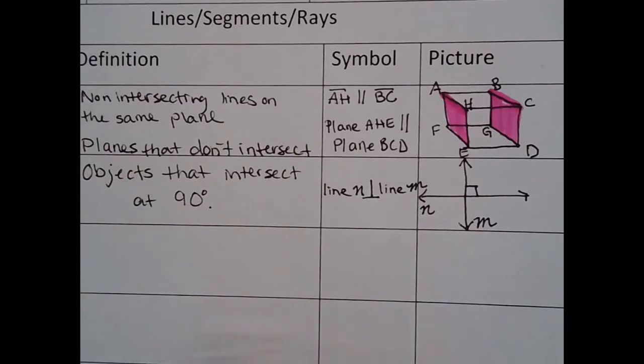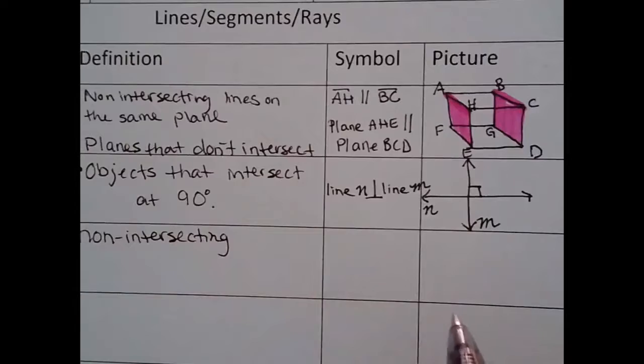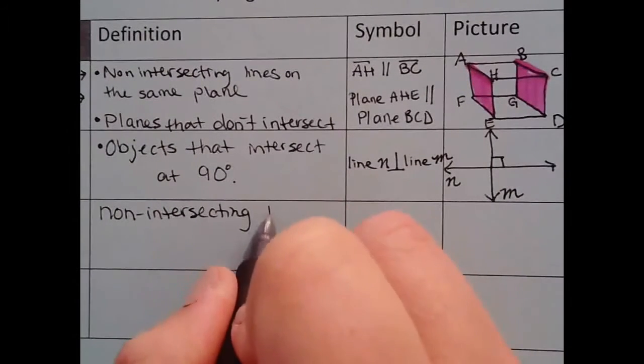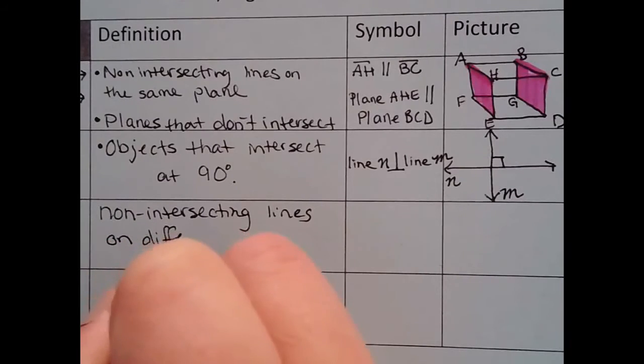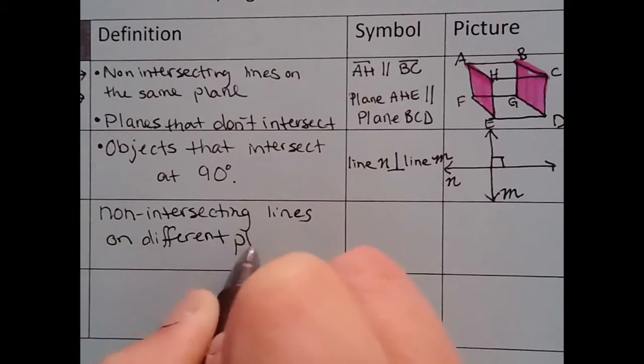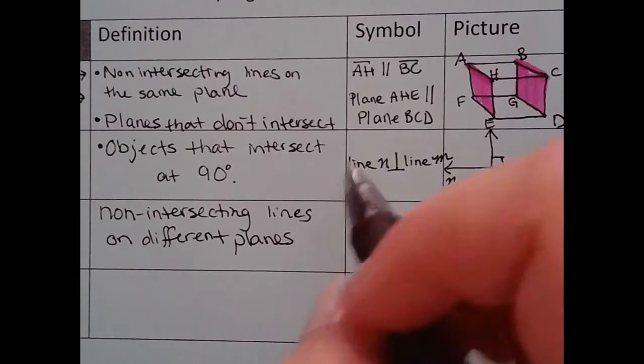Skew is not intersect lines on different planes. Now there's a lot of ways that this could look. There is no specific symbol for this. Just go ahead and draw your cube again for me.